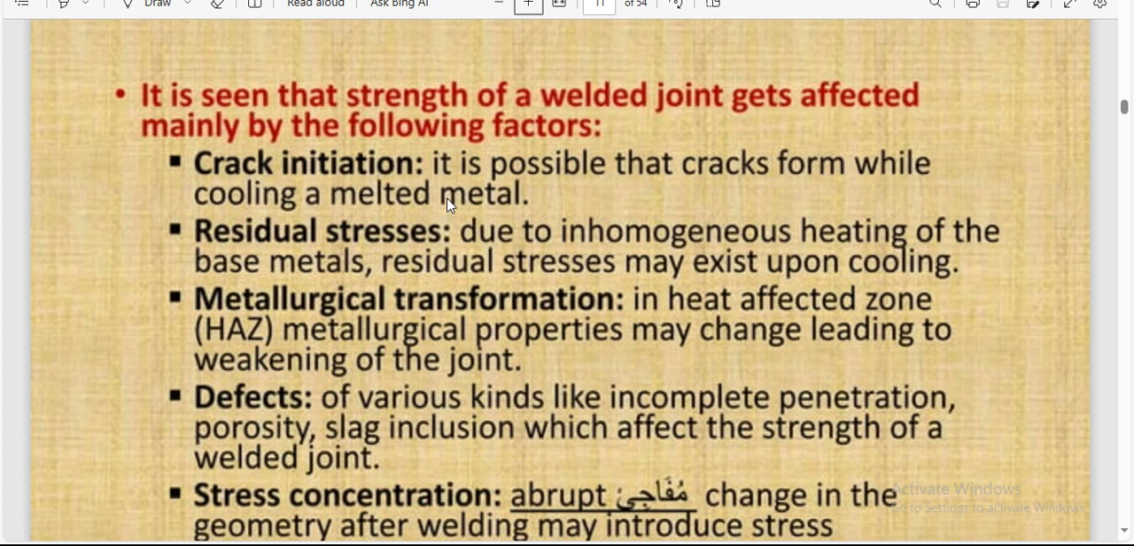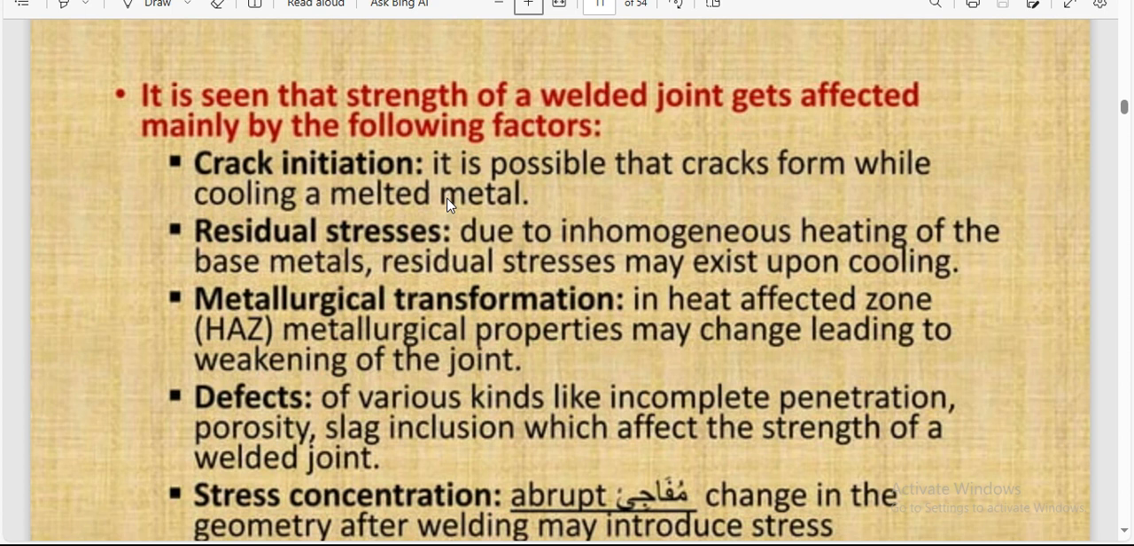The second one is residual stress. This stress is formed in the internal structure of the base metals and the filler materials. Due to the internal energy, these stresses are developed. So these stresses are a cause of failure. Due to inhomogeneous heating of the base metals, residual stress may exist upon cooling.